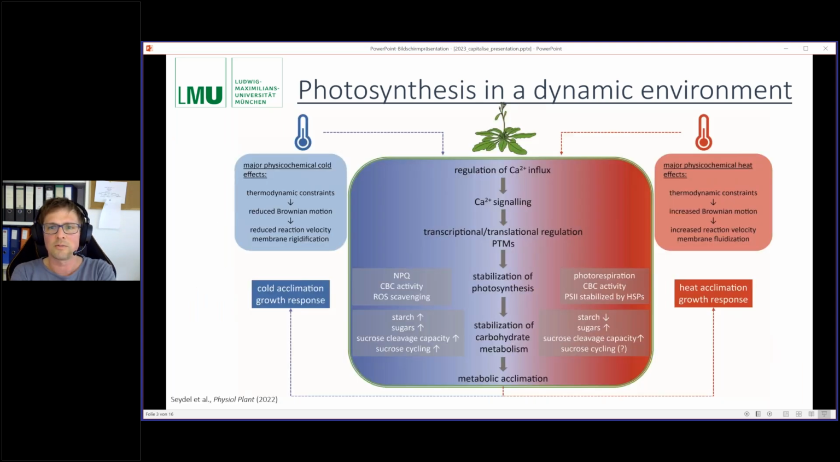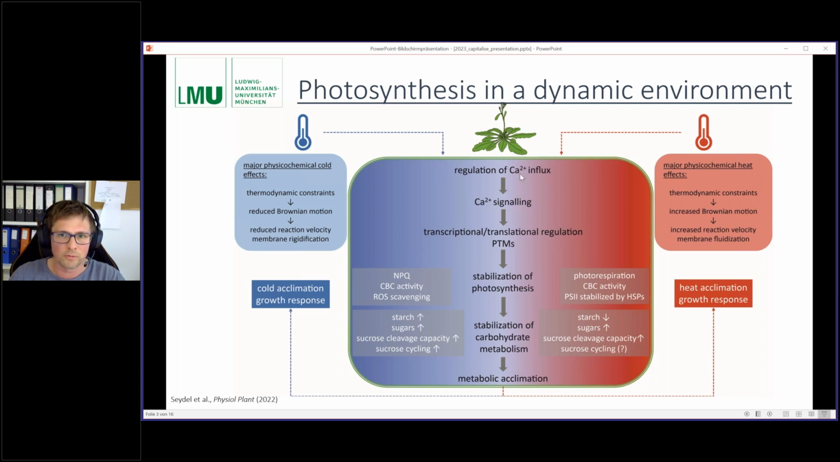So what we know, for example, for shifting temperature regimes, is that there are immediate consequences, physical constraints, maybe due to thermodynamics, which in the case of a cold shift immediately reduce Brownian motion, which has an immediate impact on reaction velocity and leads to membrane rigidification, and so on. And if a plant wants to grow or aims to grow in such a changing environmental regime, it should somehow at some point be able to adequately react, acclimate, or even adapt to this changing environmental condition.